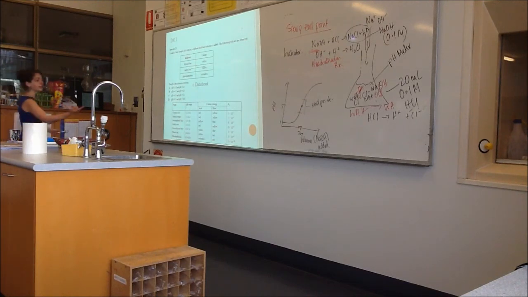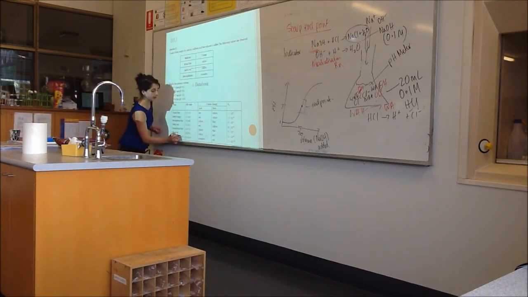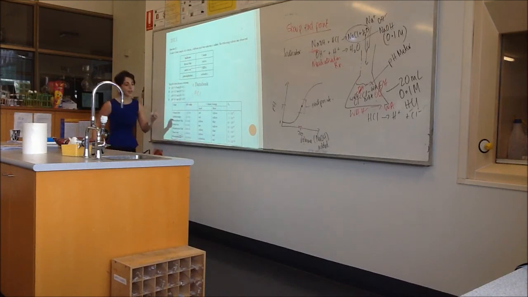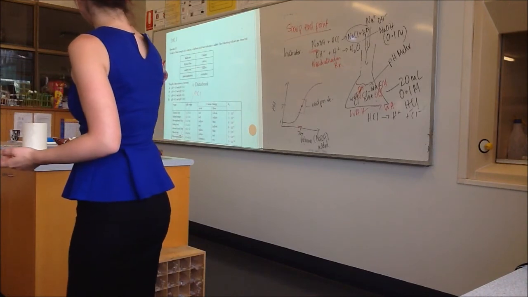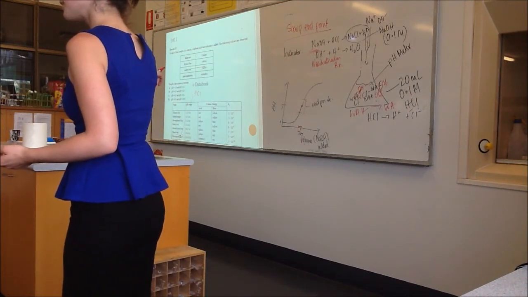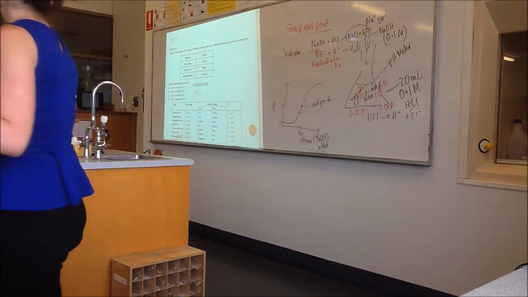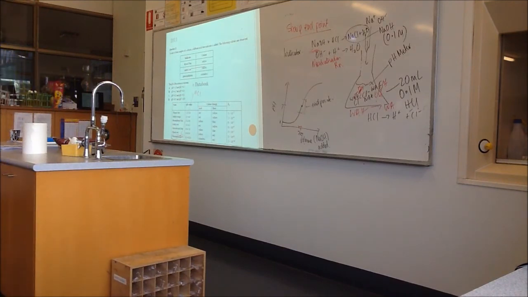So phenolphthalein, guys, if I'm adding NaOH to phenolphthalein, it's with HCl at the moment, I'm adding NaOH, what's the colour change that I want? From what colour to what colour? Colourless to, not yellow, red, phenolphthalein. No, guys, you've got to just use the colours from the data book. So we want to see colourless to red.